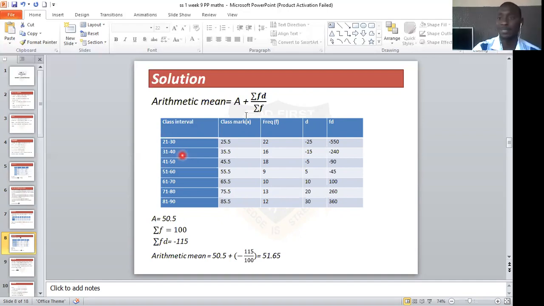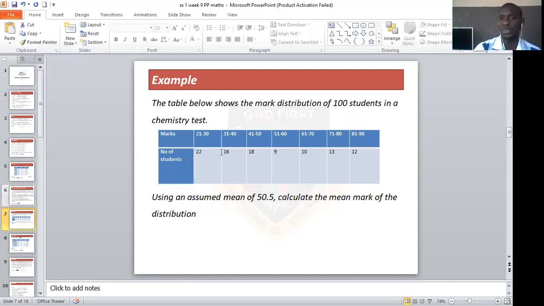And you know how to calculate your class mark, which is the summation of the lower class limit plus the upper class limit, divided by 2. That is 21 plus 30 will give you 51, divided by 2 will give you 25.5. So we take this first. 22 is the frequency of the class 21 to 30. You can see this is the number of students, the frequency.